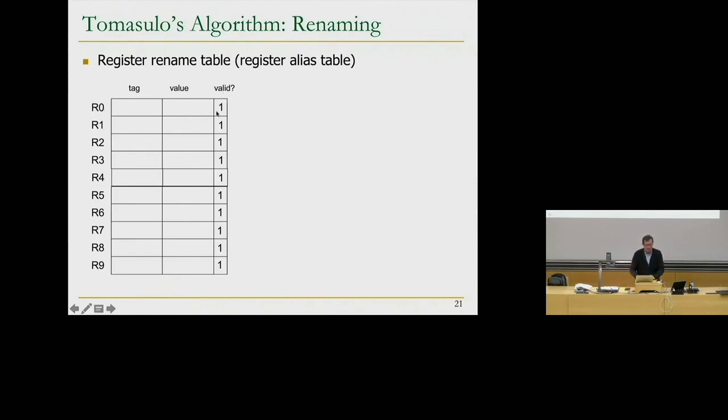Basically, a register can be valid. If it's valid, you get the value out of the register alias table or register file. If it's invalid, it's going to be produced by the instruction that has a tag. And that tag is some other namespace, basically. Remember, we associated that tag with a reorder buffer entry, but it could really be anything, as long as it uniquely identifies the instruction that's going to produce that version of that register. So it just needs to be a unique name.